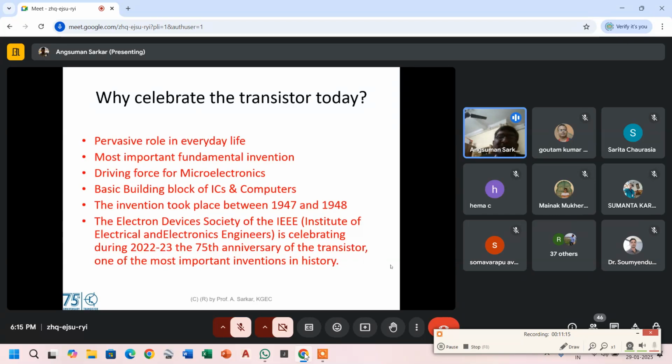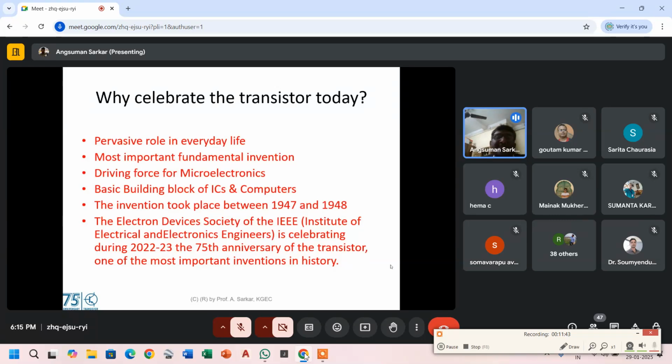So why do we celebrate the transistor today? Because the transistor plays a pervasive role in everyday life, from morning to evening, everywhere. We require transistors from cars to mobiles to laptops to PCs, everywhere there is a transistor. So it can definitely be considered the most important fundamental invention of the 20th century. It has been the driving force for microelectronics, and also the basic building block for ICs and computers.